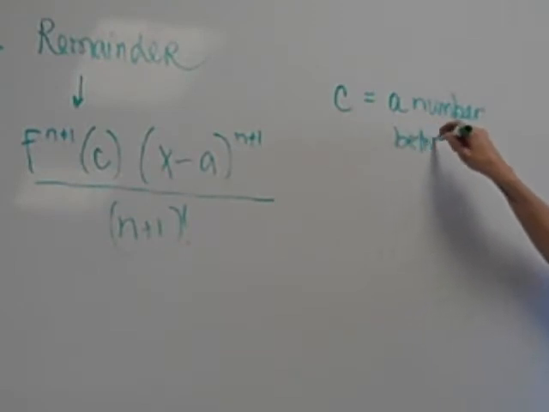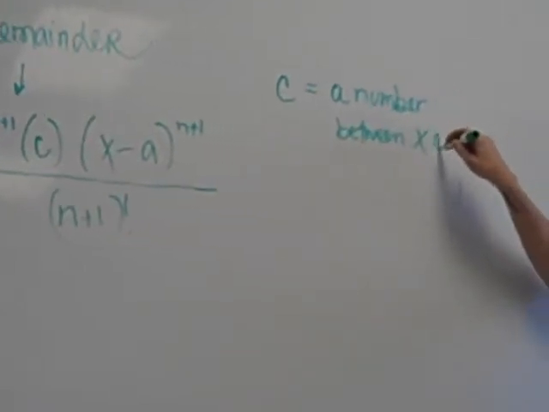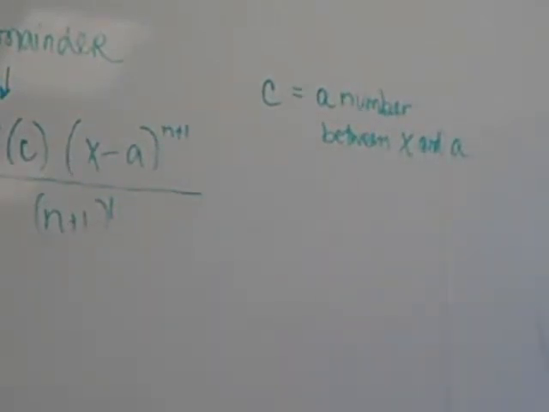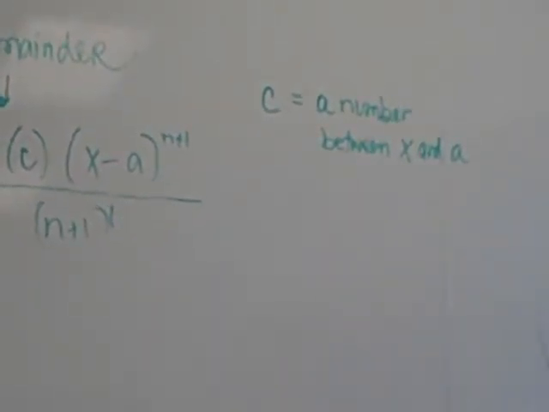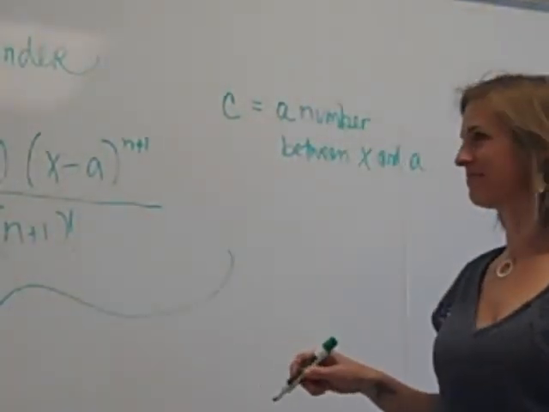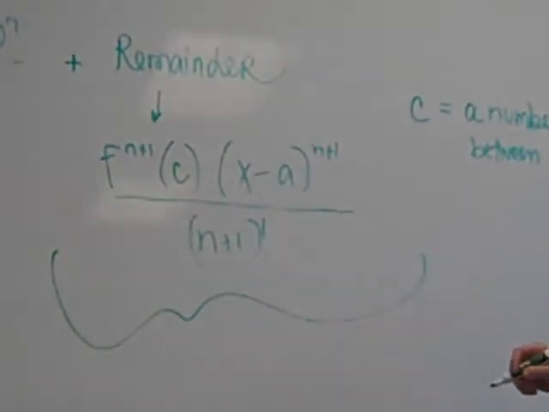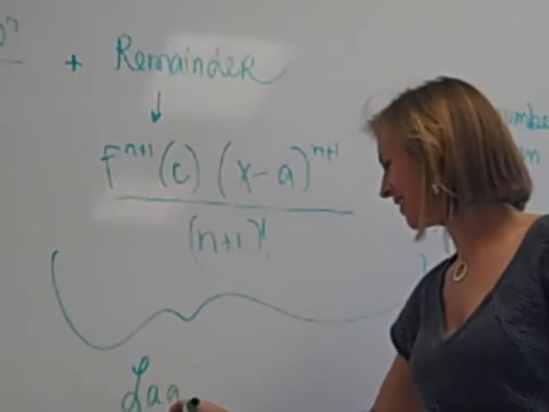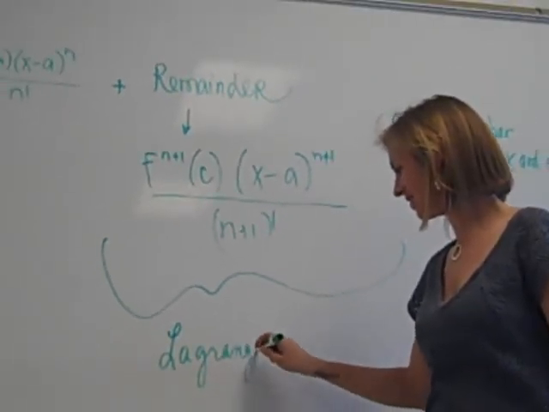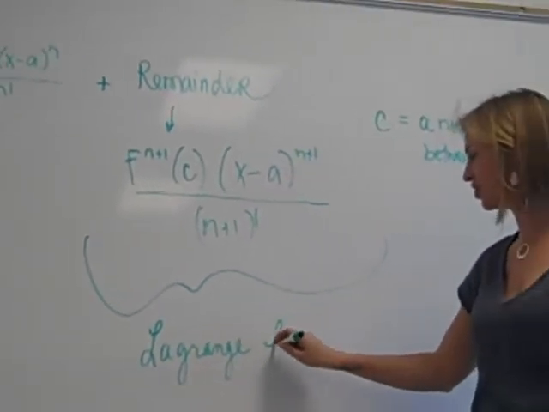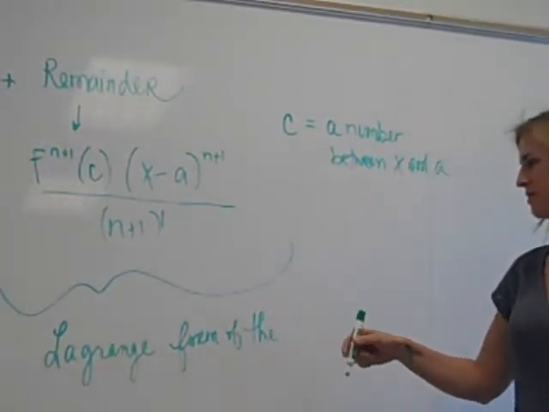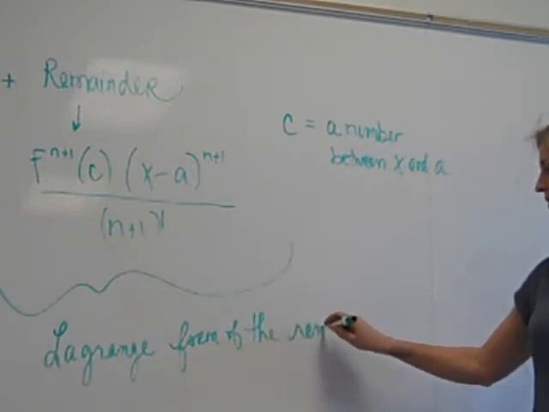c equals a number between x and a. What if x is a? Then you would plug that in, but we'll get there. This is called the Lagrange form of the remainder.